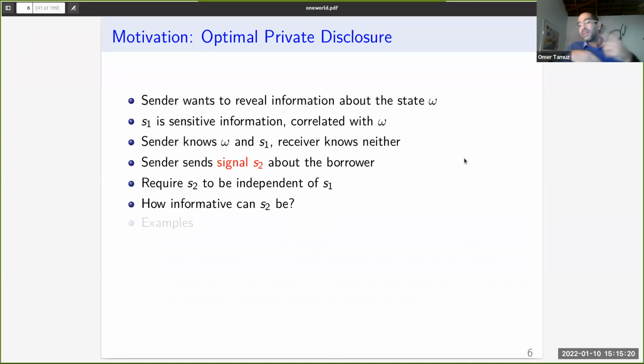Here, S1 is not a signal that goes to some agent. It's some information that's out there already. But the pair S1 and S2 are just independent random variables. And perhaps both of them are somehow correlated with the state. So the question is, if I fix omega and S1, how informative can I make S2? What's the most informative that S2 can be while still remaining independent of S1?